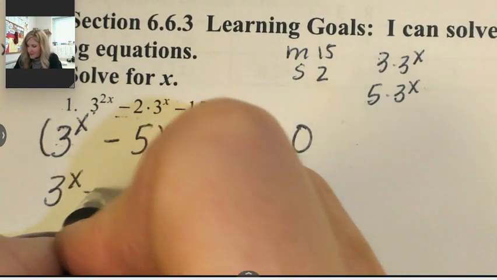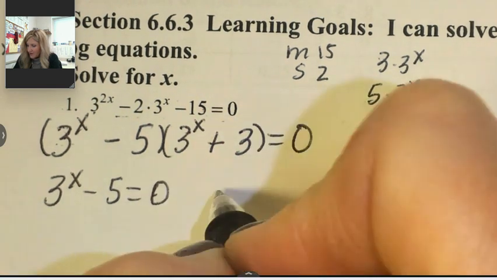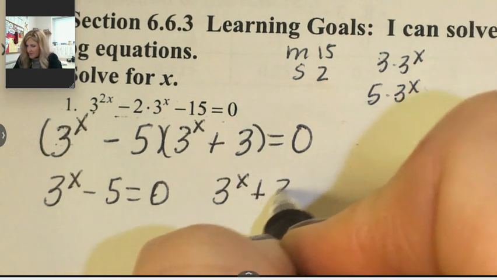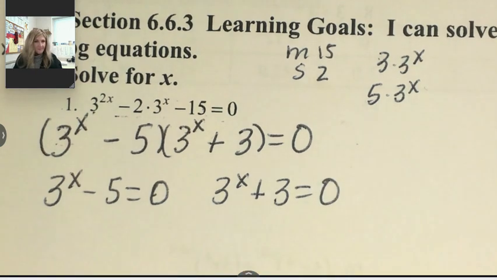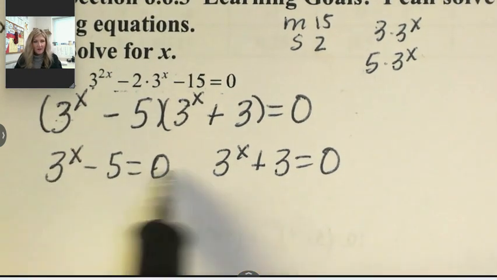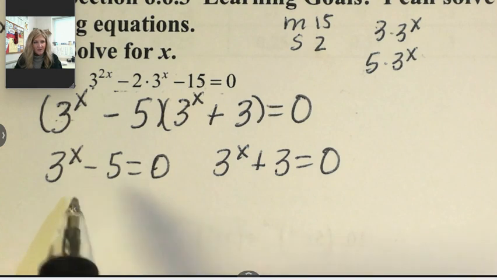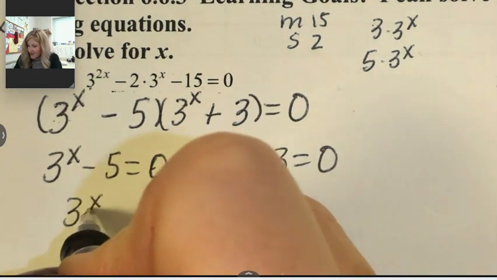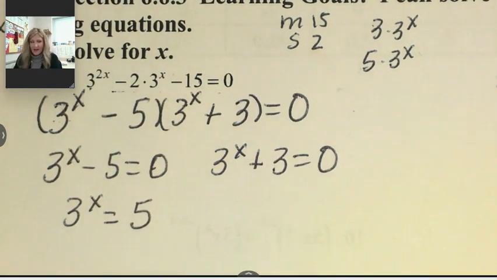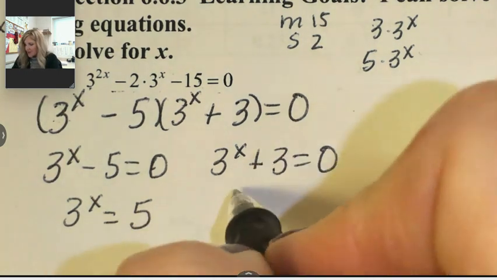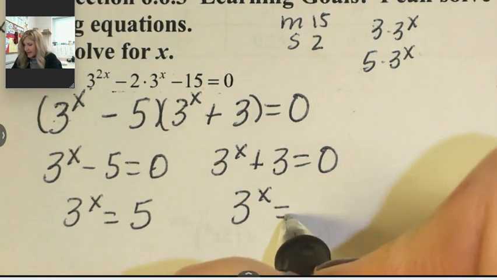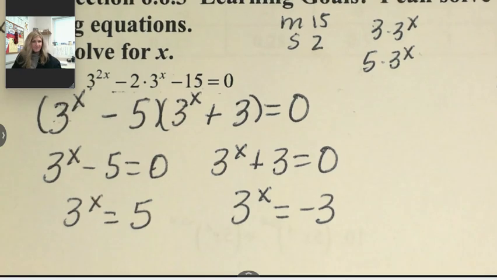So 3 to the x minus 5 has to equal 0. And 3 to the x plus 3 has to equal 0. Well, I want to solve this now. So I'm going to add 5, and I have 3 to the x equals 5. And I'm going to subtract 3. 3 to the x has to equal -3.